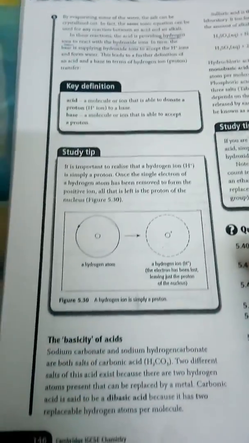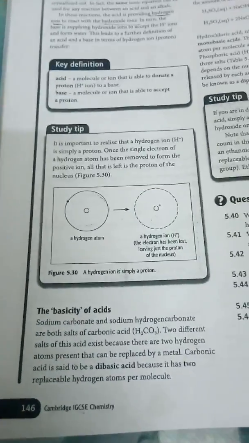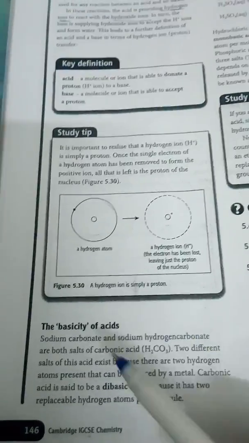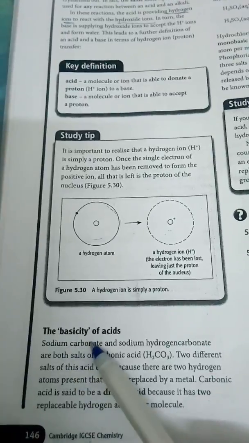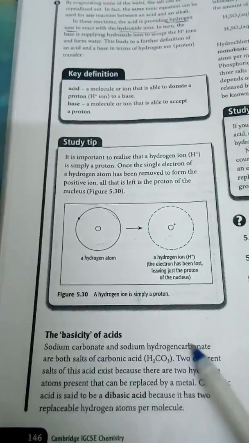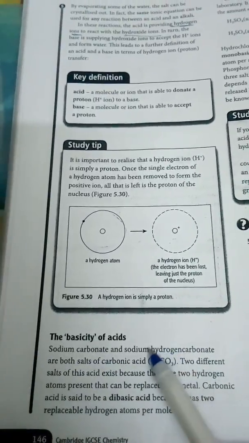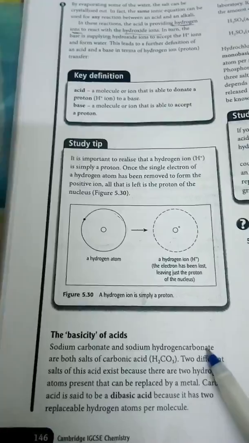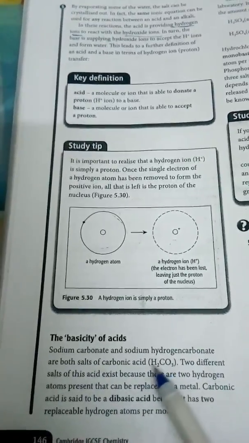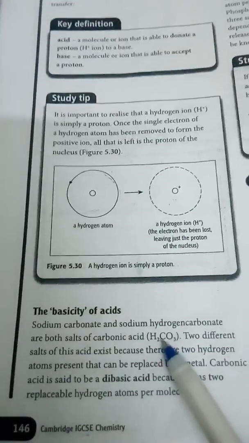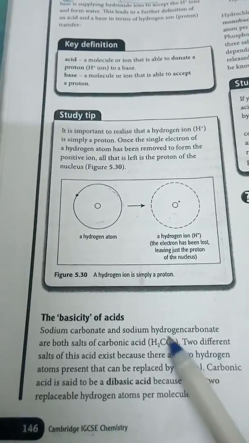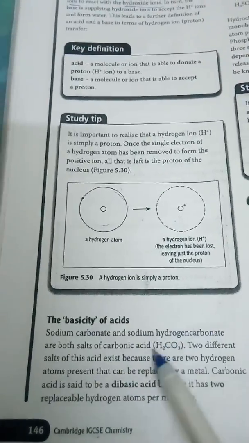Okay, the basicity of acids. This is another topic. Consider two things: sodium carbonate and sodium hydrogen carbonate. These are two salts, both salts of carbonic acid. That is, they are originating from this acid. What is the name of this acid? Carbonic acid, H2CO3.